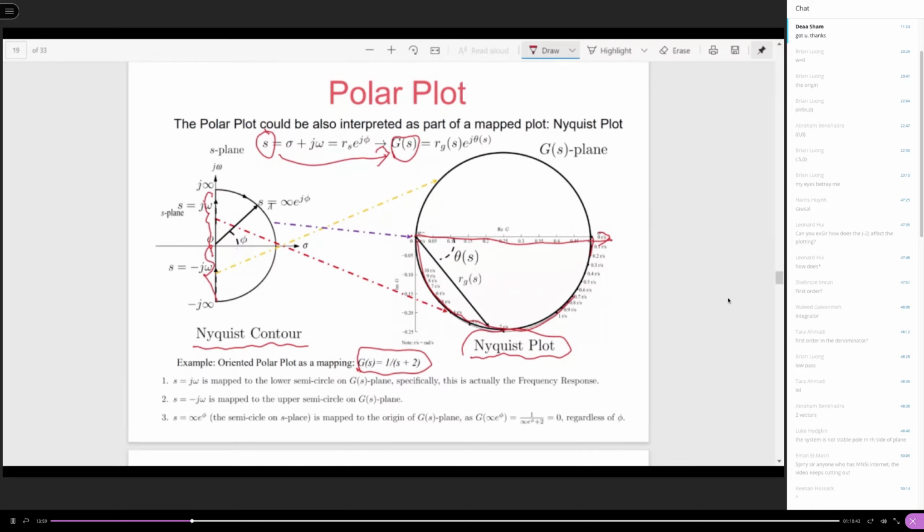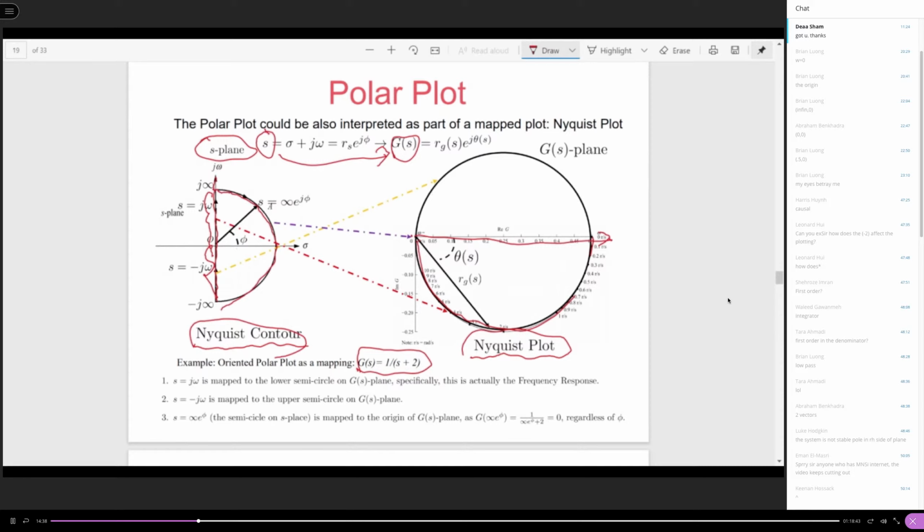Now the question is the Nyquist plot contour. It's a special contour in the S-plane. The Nyquist contour is defined specifically in the S-plane. It's a special closed curve, and this closed curve consists of the entire imaginary axis. We need that, but I want to close the curve. So how am I going to close the curve? I'm going to take the semicircle to the right.